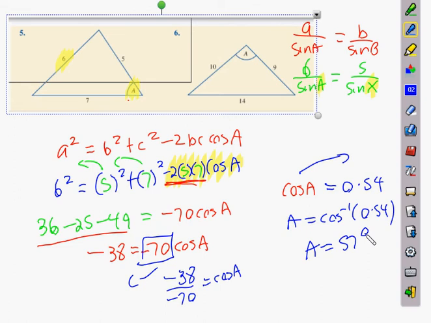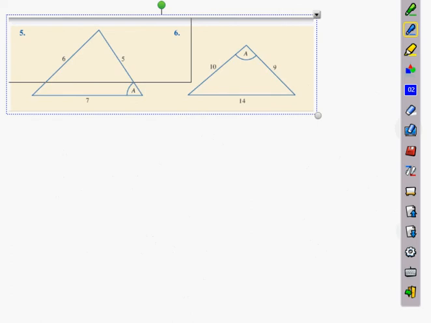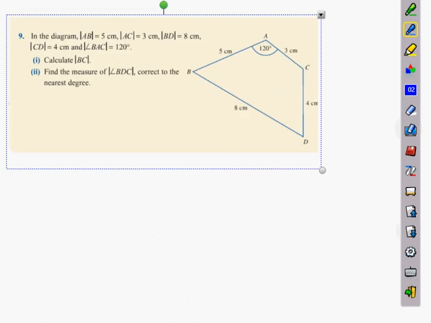Okay, lads. So that's your cosine rule and sine rule explained. Now, going to move on to the next one, which would be number 9. Now, number 9 looks quite hard, but what it basically is, it's 2 questions in one. So it's actually not as bad as you think.